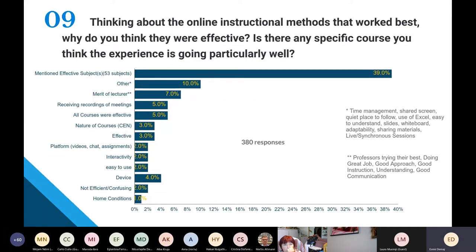5% of them claim that the instructional method worked best because all instructors did share the recordings of the meetings of every class after the class, so that they could go through the lecture after the classes, or have a review before the midterm exam or the final exam. And they see this as a very important point in making a whole instructional method used in a class to be effective.